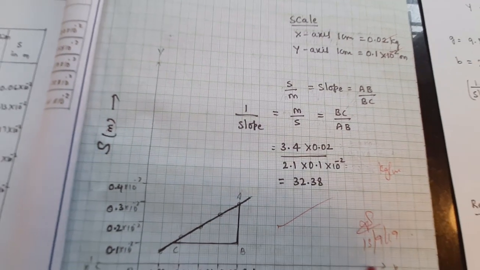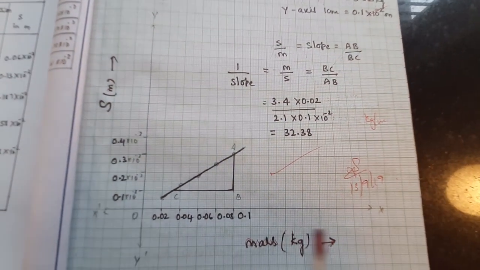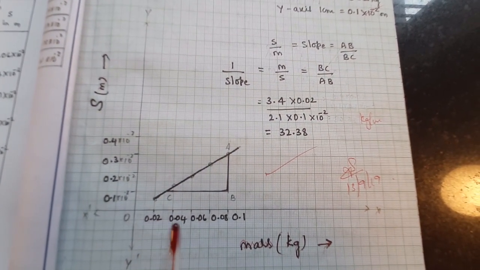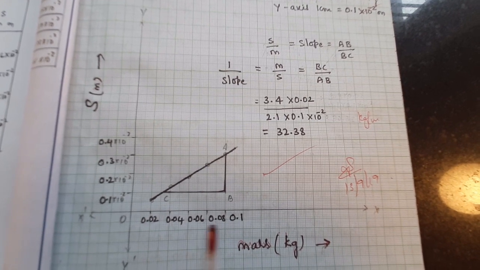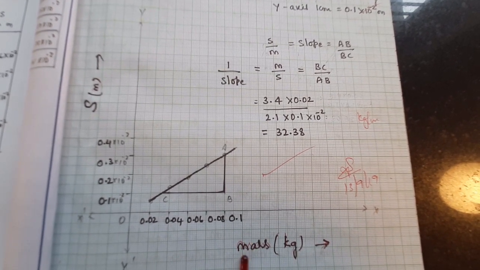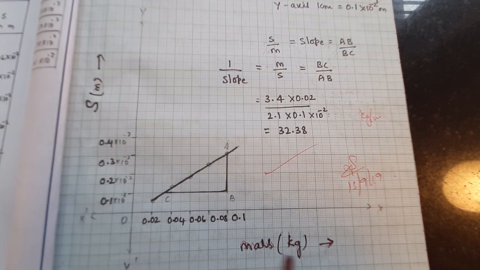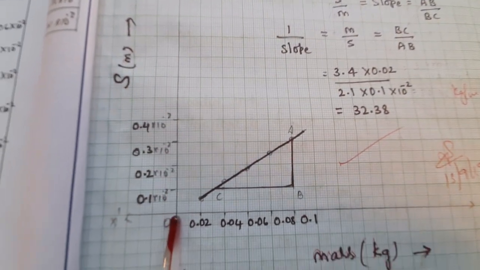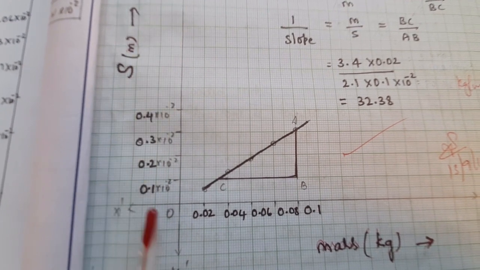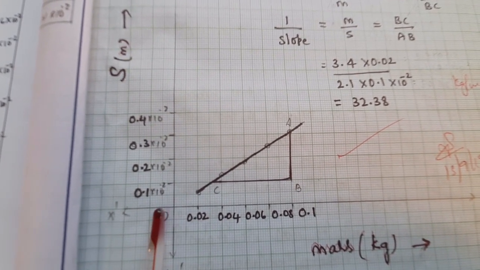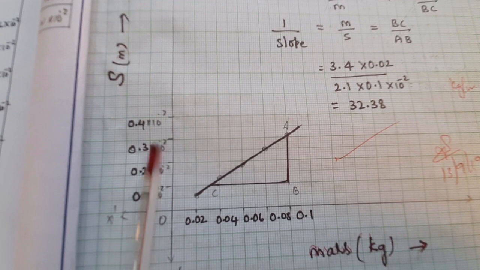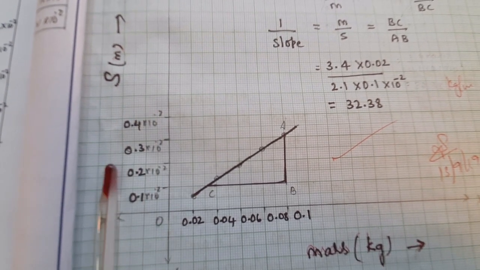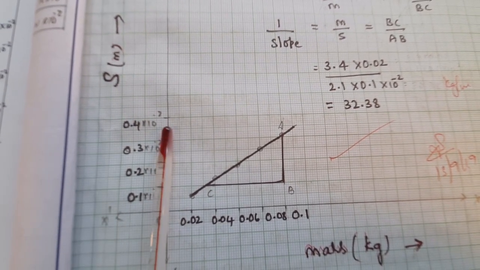You can see on the x-axis I have taken the load: 20 gram, 40 gram, 60 gram, 80 gram and 100 gram. That is the mass in terms of kg, or load in terms of kg. And along the y-axis I have taken the depression of the beam produced. So for the depression of the beam, you have to take uniformly 0.1 centimeter, 0.2 centimeter, 0.3 centimeter, 0.4 centimeter.